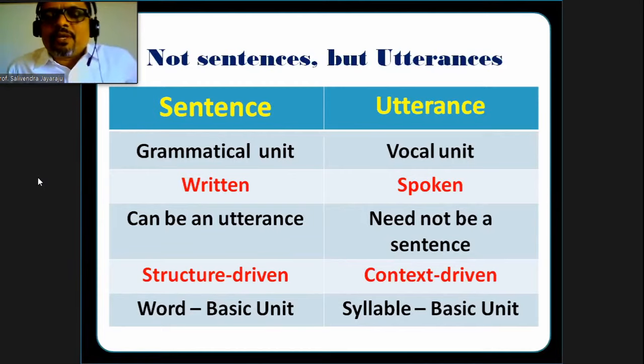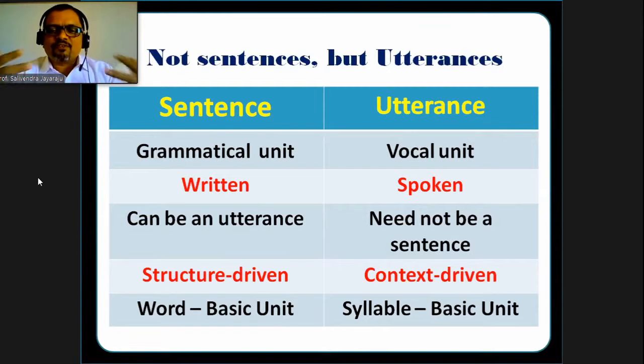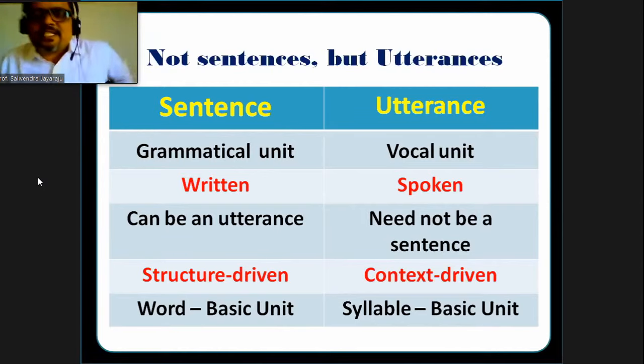And while listening, if you want to pick up expressions, what I want you to focus on is not sentence, but utterance. What is the difference between sentence and utterance? Sentence is a grammatical unit. It should have subject, verb, object, or it should have tense, whatever it may be. And utterance is a vocal unit. You will see the noise, the meaningful noise, vocal unit. Sentence is mostly written, but utterance is all the time spoken. Sentence can be an utterance, but utterance need not be a sentence.